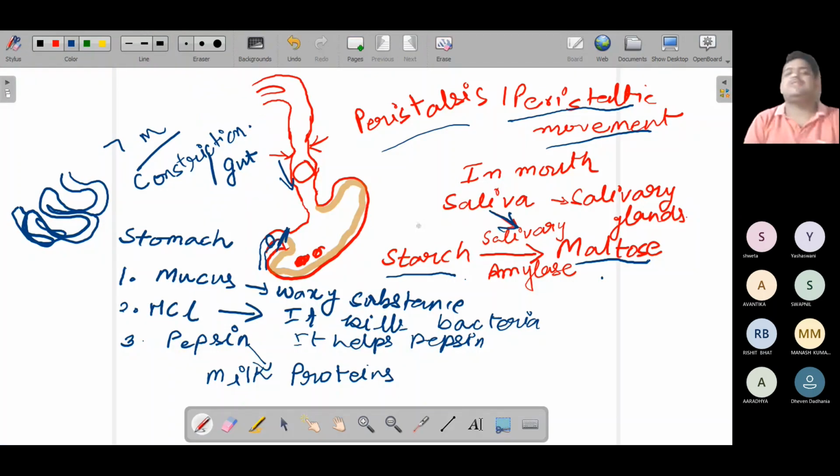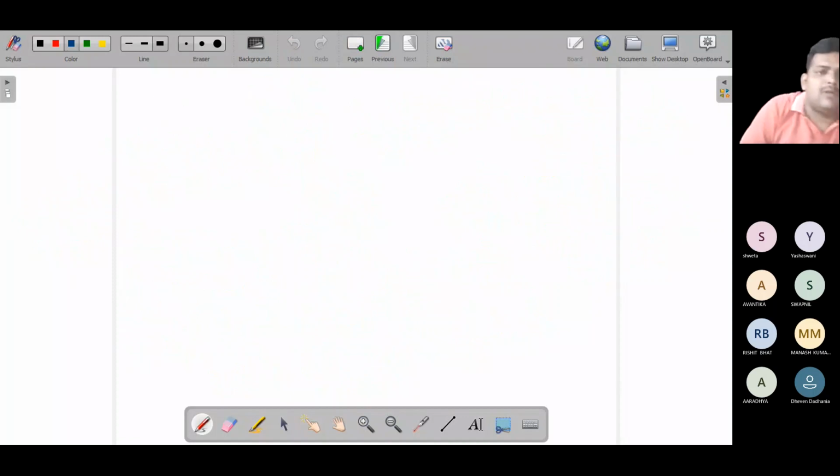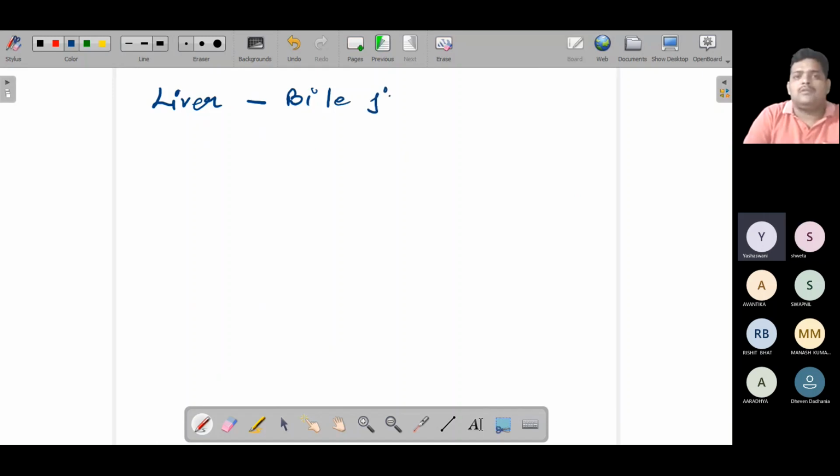See the names of the juices which are secreted. So our liver, first of all, secretes bile juice. The liver does not break down fat directly. It's the bile juice which is secreted by the liver that helps in the digestion, or the breakdown, of fats.